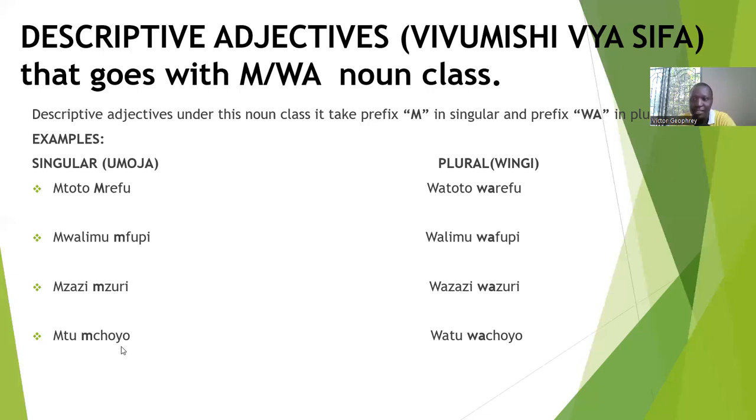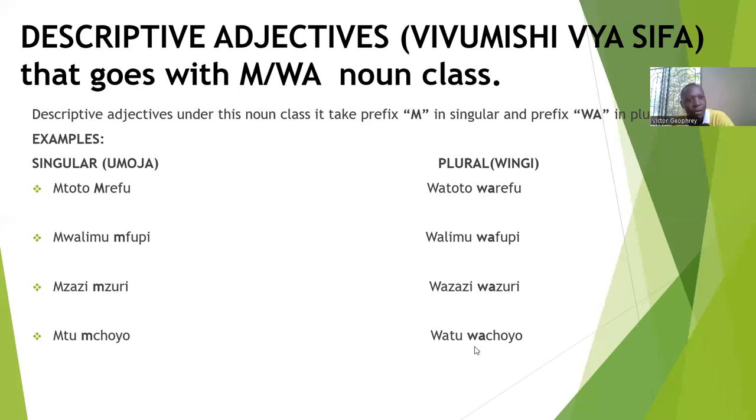Choyo is selfish. So we say mchoyo, someone who is selfish. Mtu mchoyo, a person who is selfish. Mtu mchoyo, watu wachoyo.